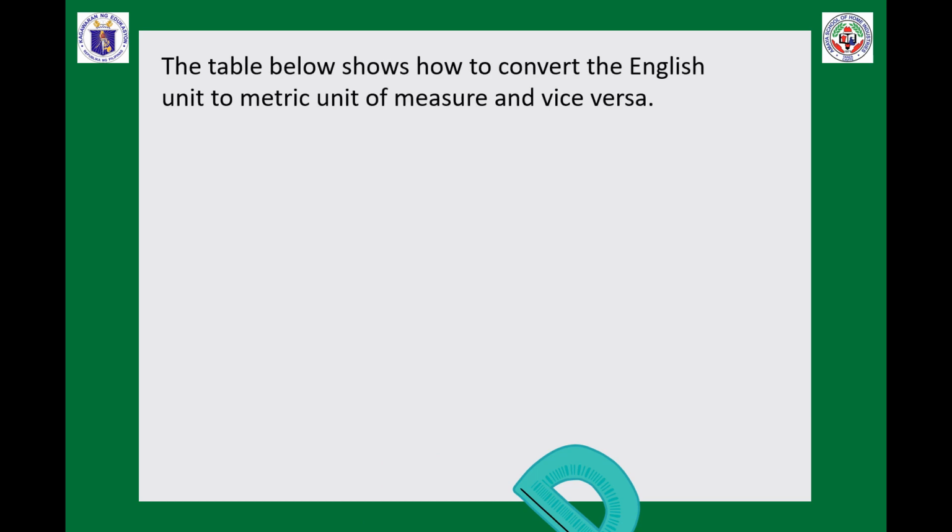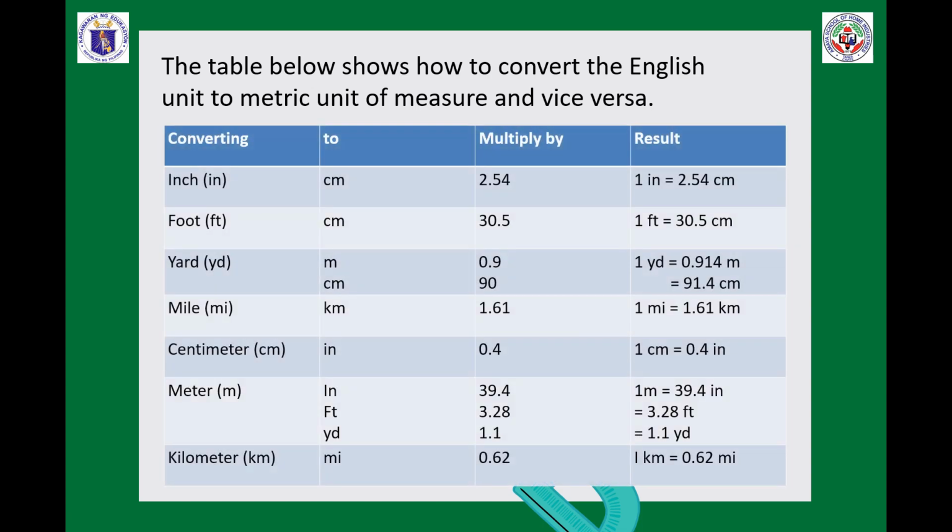The table below shows how to convert the English unit to metric unit of measure and vice versa. So for the first column, inch converted to centimeter, multiply it, and then the result. So we have 1 inch is equivalent to 2.54 centimeters. 1 foot is equivalent to 30.5 centimeters. 1 yard is equivalent to 0.914 meters. And then 1 yard is also equivalent to 91.4 centimeters.